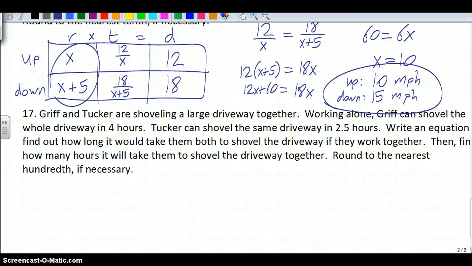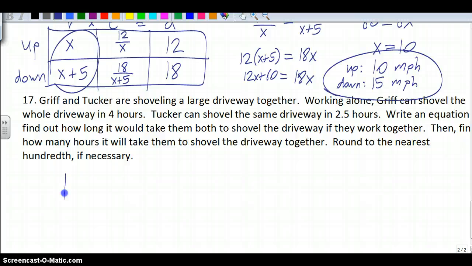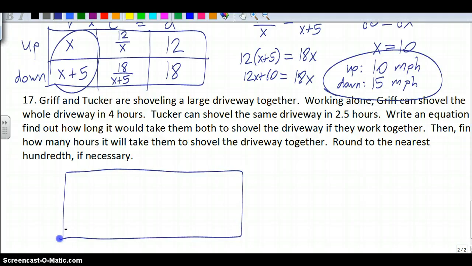Number 17 is a part job problem. So we have Griff and Tucker. They're shoveling a large driveway together. Working alone, Griff can shovel the whole driveway in 4 hours. Tucker can shovel the same driveway in 2.5 hours. So pretty much the same setup as before. Rate times time equals part job.